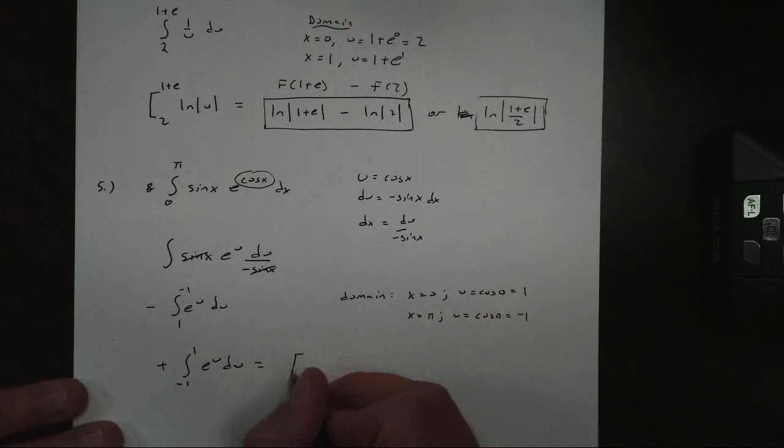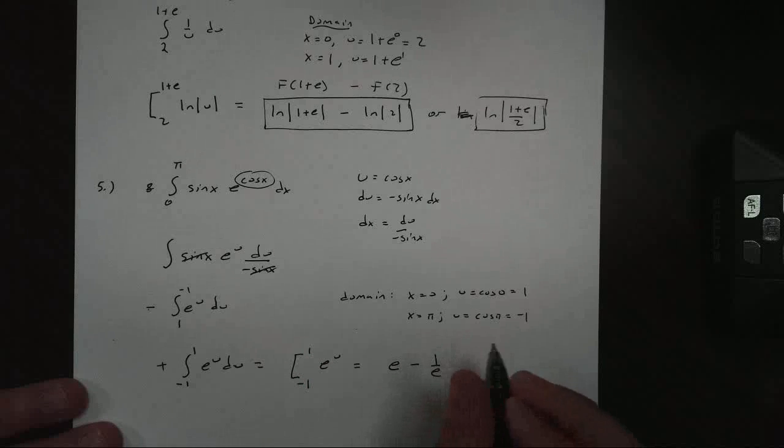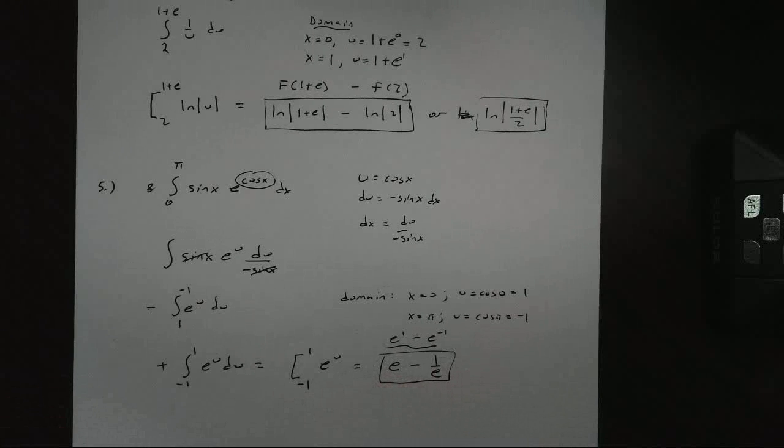So therefore, when I integrate this, I can go from negative 1 to 1, e to the u, which becomes just e minus 1 over e. Because remember, that's e to the first minus e to the negative 1. And there's your answer. That's a lot of e's.